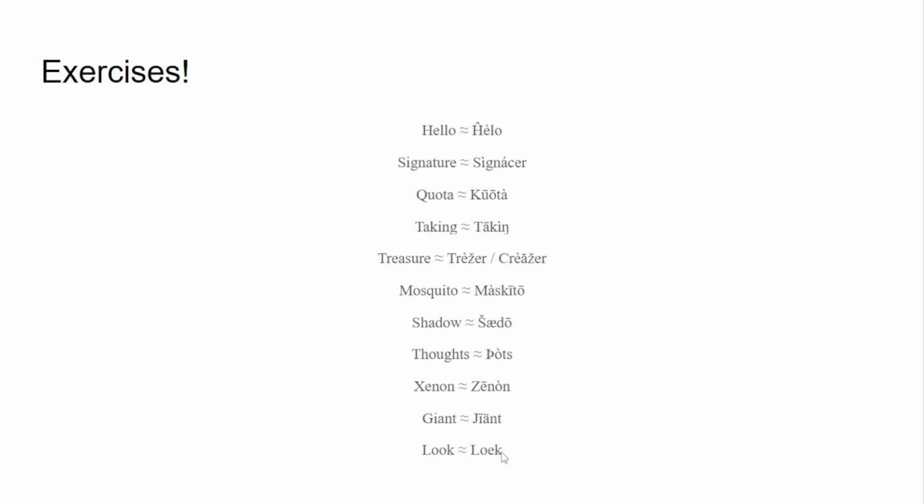Here's look, so look uses that weird vowel. So remember in the last slide, I put the two-letter combo of O and E, like the French letter. So look.